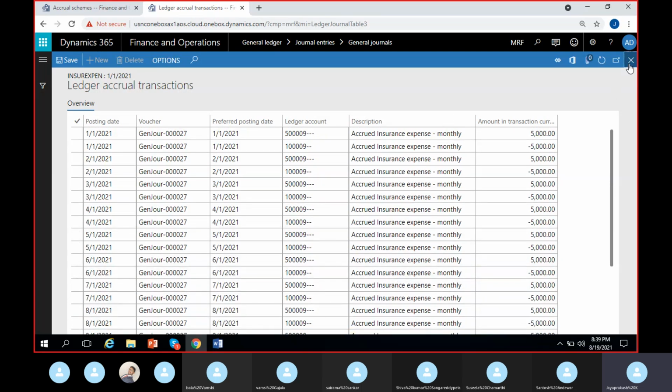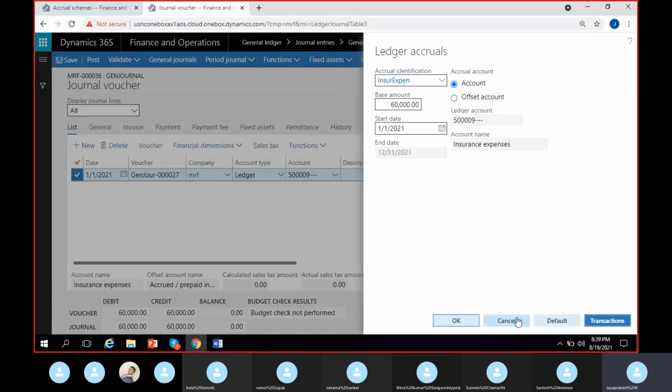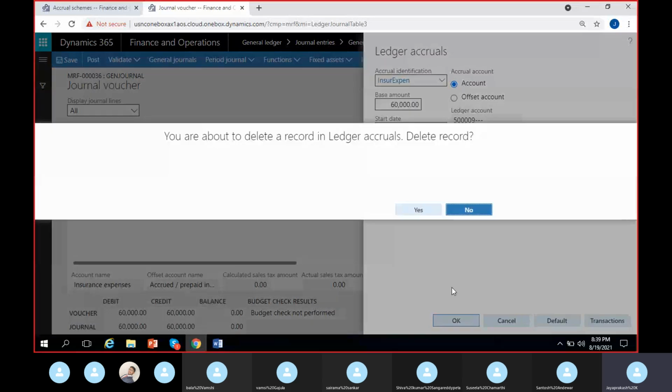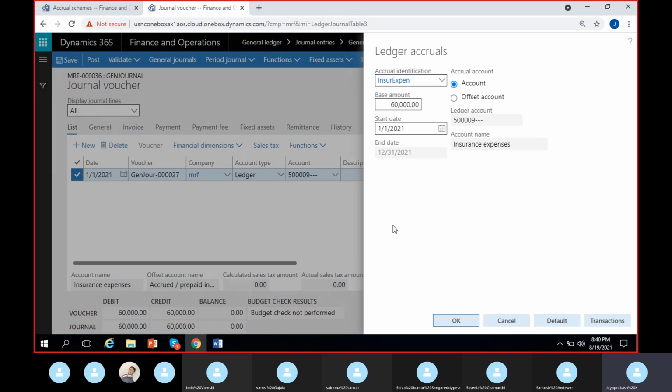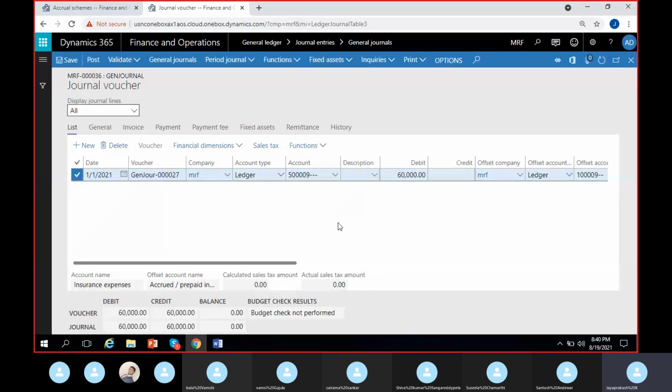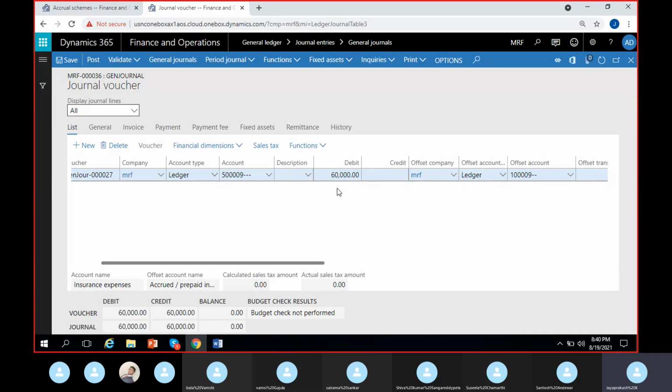One transaction that we are going to record here. I'm sorry, I'll go back and show you once again. You want to record it, delete a record in ledger accrual in this year. No. Okay, I'll just delete it. We can apply it back. So one transaction we are recording, right? 60,000. It will be broken into 12 pieces.